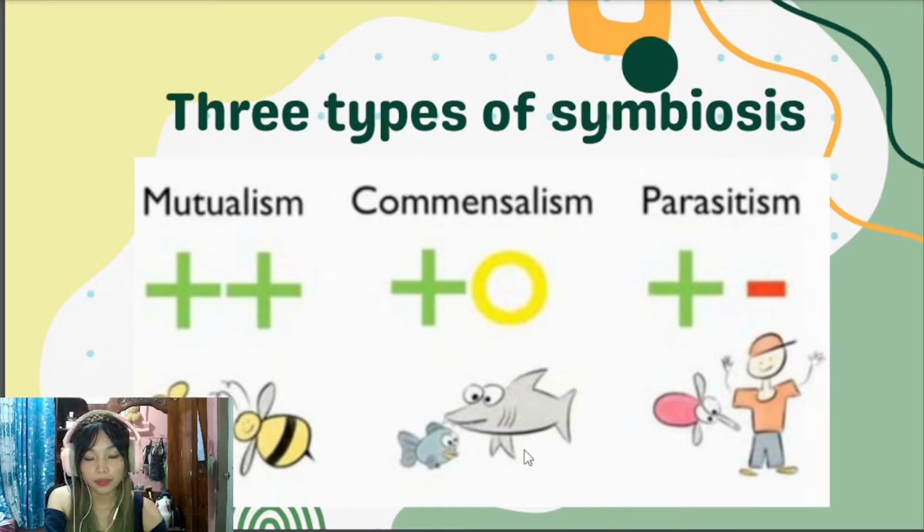The commensalism naman, this is the example, the shark and the small fish. Example nito yung remora, the small fish, and yung shark. By attaching itself to the shark, the remora is carried along by the shark, allowing the remora to travel to different areas without having to expend its own energy to swim. The shark is completely unaffected by the remora's presence. So, yung isa naman nagbe-benefit, pero yung isa unaffected.